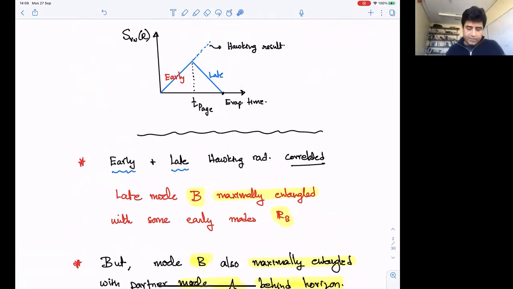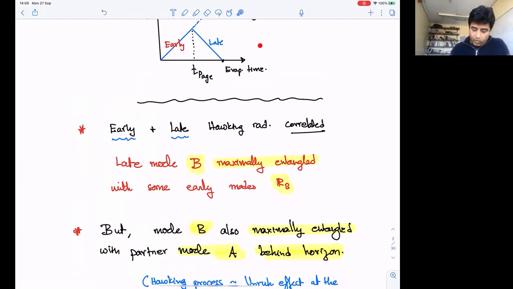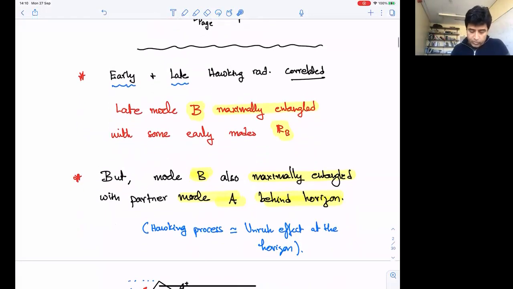So this general qualitative picture of the Page curve basically tells us, and we'll see in a bit, that there is no reason why this Page curve should look symmetric, although the way I've drawn it looks symmetric. In general, it will be some asymmetric looking curve. The basic lesson here is that the early and late Hawking radiation modes are actually correlated. If you pick a particular late mode, Hawking mode B, it's going to be maximally entangled with some subset of the early modes, which we can call R sub B. So B and R sub B. We also know that any given mode B is maximally entangled with the partner mode A behind the horizon.